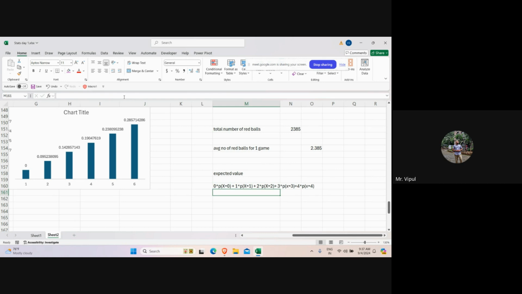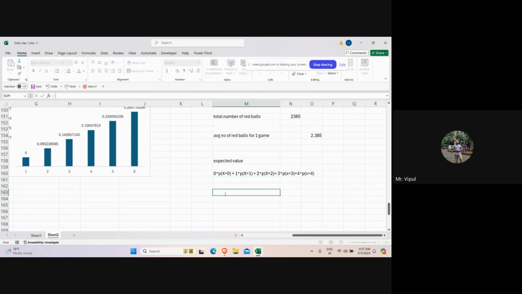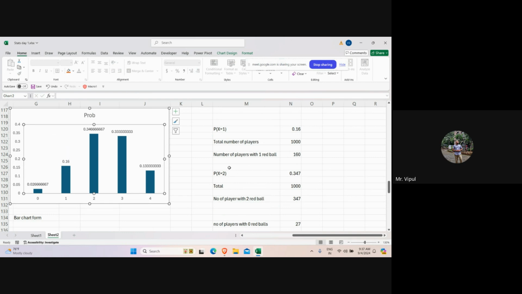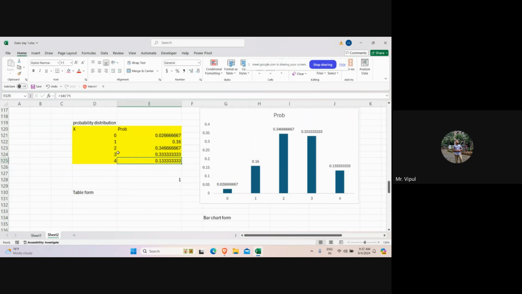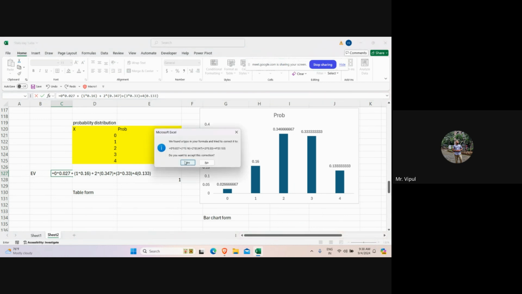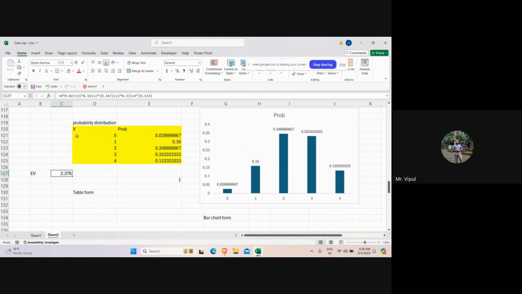So sometimes you also have a table. Look, it's very simple. What will the formula be? What is the probability of 0? This is your probability. So I'm writing expected value, EV, here. EV is equal to 0 into 0.027, right, plus 1 into 0.16, plus 2 into 0.347, right, plus 3 into 0.50, plus 4 into 0.133. This becomes your expected value in this problem.